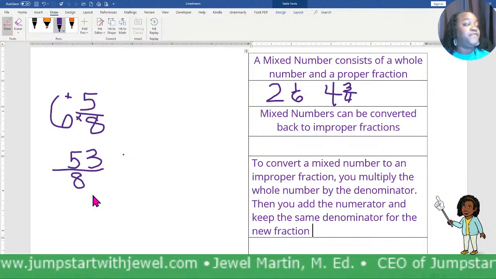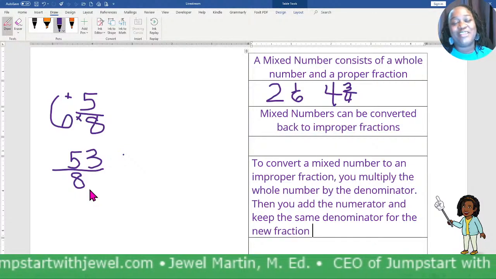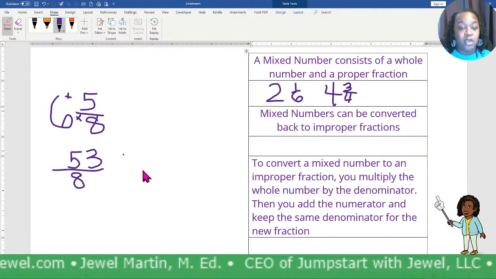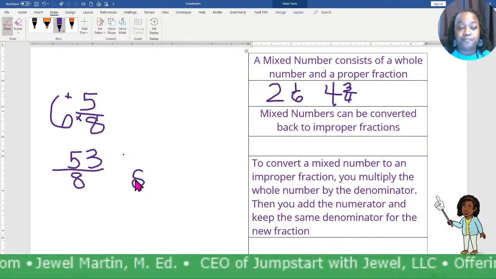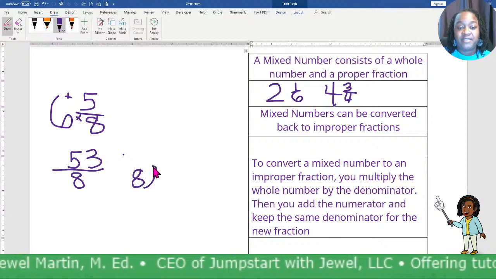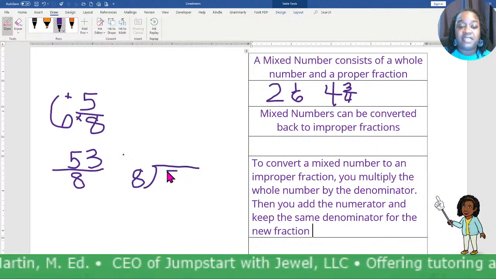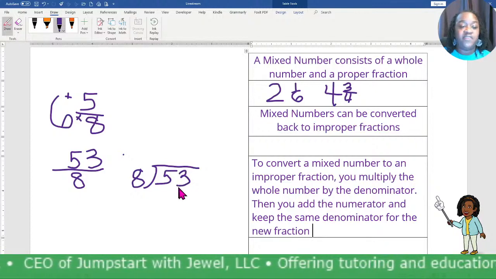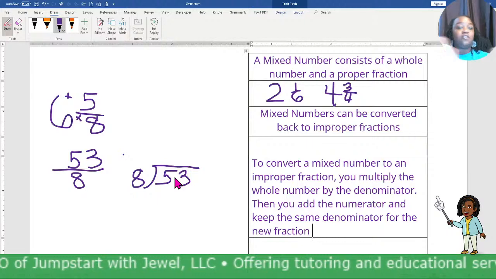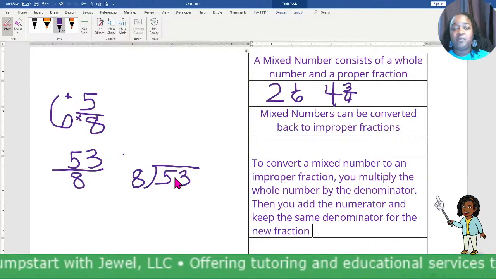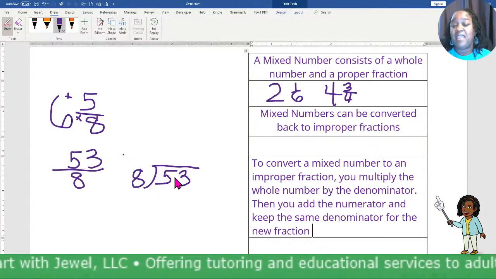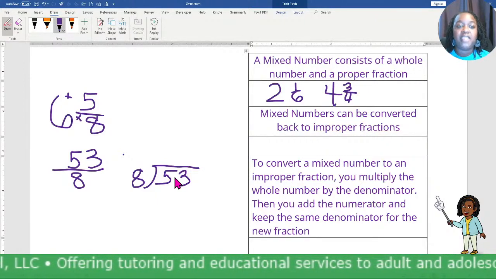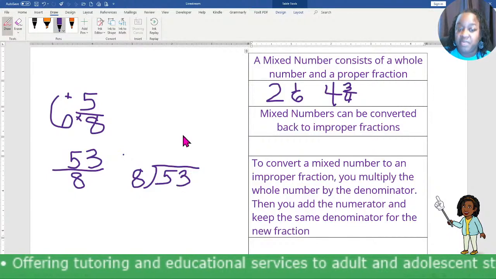So if we had to convert this back to a mixed number, we would go ahead and do our division. 8 becomes our divisor. 53 is our dividend. How many times can 8 go into 53? If I have 53 crayons or, I don't know, pieces of candy, how many groups of 8 can I make in 53? 8 goes into 53 6 times.